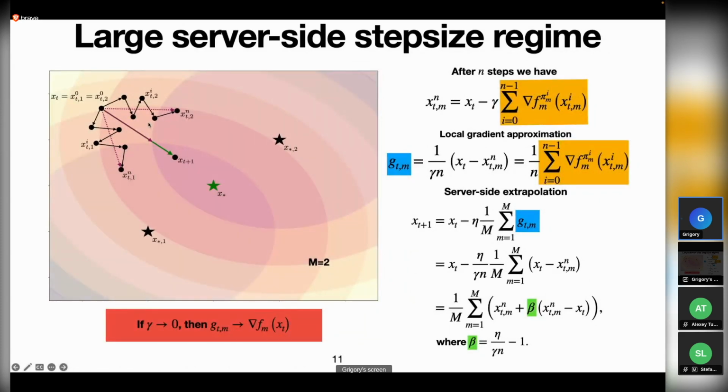And if we have small local variance, we can have a larger server-side step. And we can, in some sense, emulate a gradient type method with small variance.